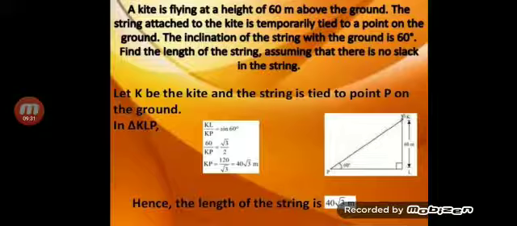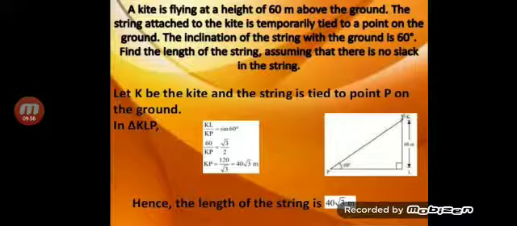Right angle triangle KLP. They have given the distance 60 meters, and the angle of elevation, that is inclination, is 60 degrees. Therefore KL upon KP is equal to sin 60. How have we defined it? Sin 60 is equal to opposite side, that is KL upon KP, that is 60 upon KP.